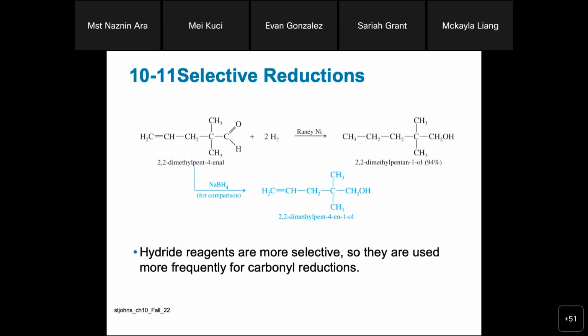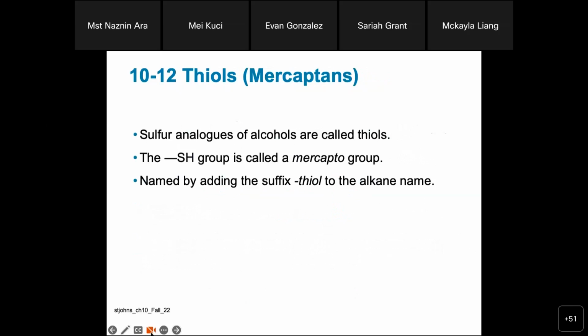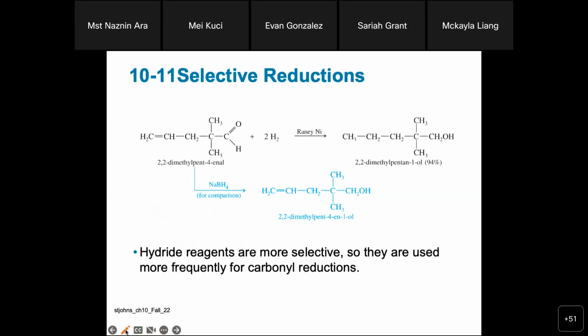Anyway, selective reduction. Hydride reagents are more selective, so they are used frequently for carbonyl reduction. Here, this is 1, 2, but the alcohol is here. So 1, 1, 2, 3, 4, 5.